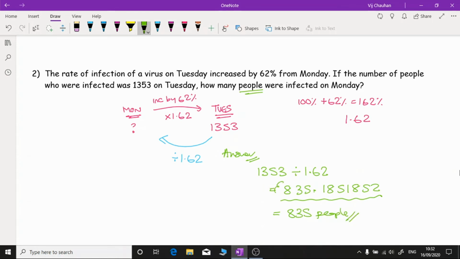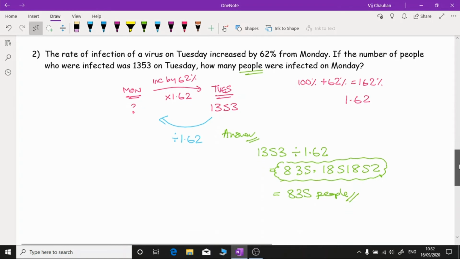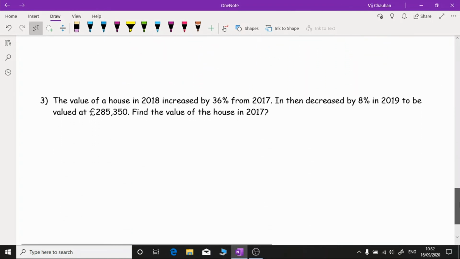Now if I left the answer as this decimal number, there is a good chance I could lose a mark, because again, although this is a maths question, it's about common sense as well. So always make sure that your answer is valid to the appropriate sort of scale and units as well. So then moving on to our last example.